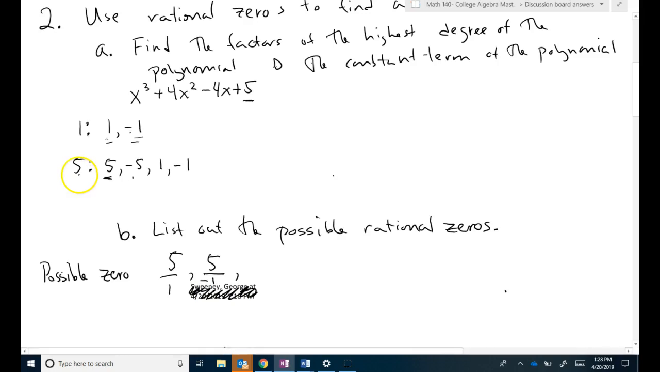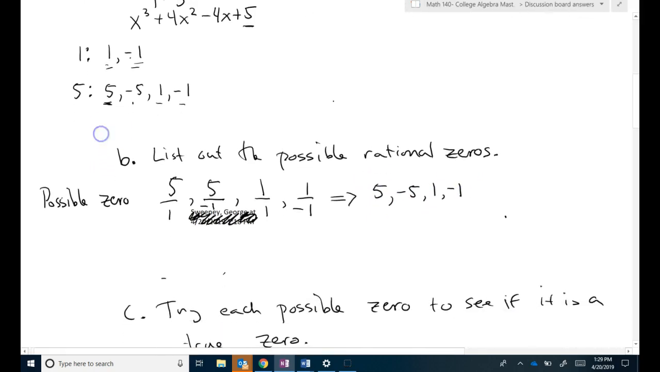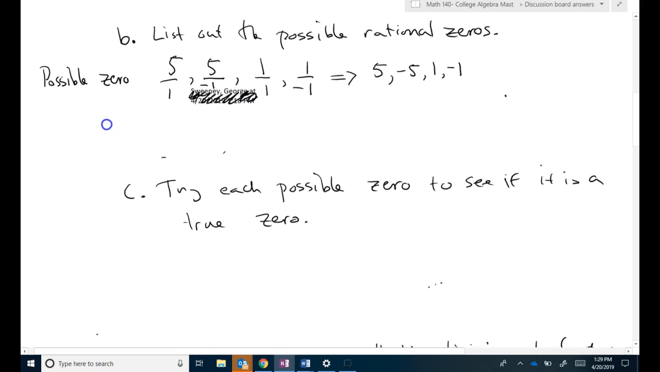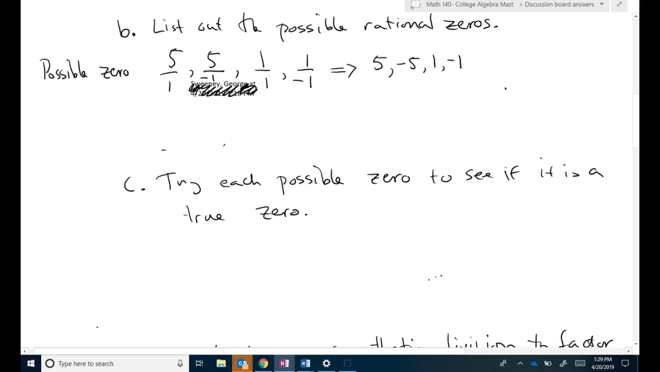Okay? So I'm just going to take my 1 and my negative 1. So I'm going to have 1 divided by 1 and 1 divided by negative 1. When I go through and simplify, these give me my possible rational zeros of 5, negative 5, 1, and negative 1. Okay? So now that I have all of my possible rational zeros, what I'm going to do next is input those to see if it is a true zero.